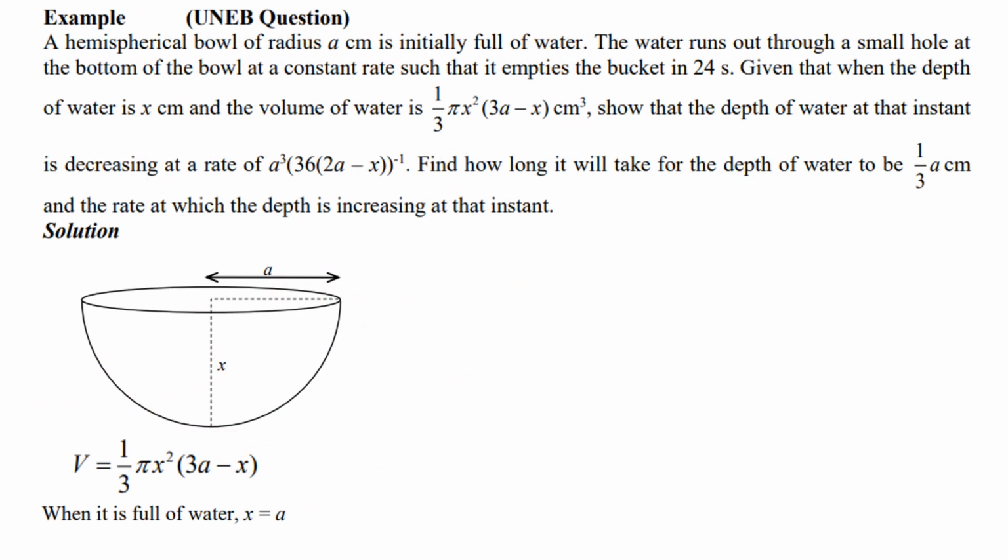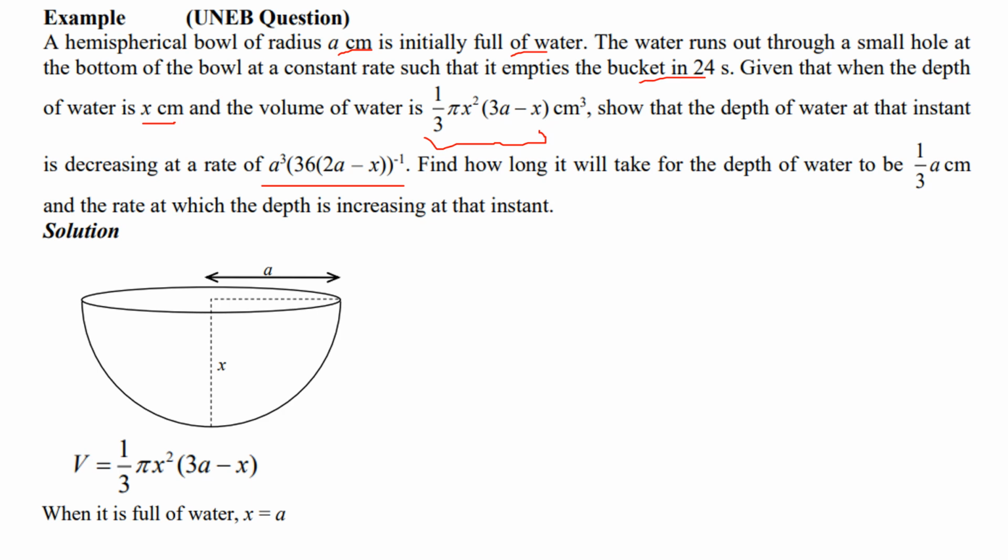Since we have already seen a lot of examples, let's go through this UNEB question quickly. So here it says that a hemispherical bowl of radius 8 centimeters is initially full of water, and then the water runs out through a small hole at the bottom of the bowl, at a constant rate, in 24 seconds. Given that when the depth of water is x centimeters, its volume is represented by this expression, show that the depth of water at that instant is represented by this expression.